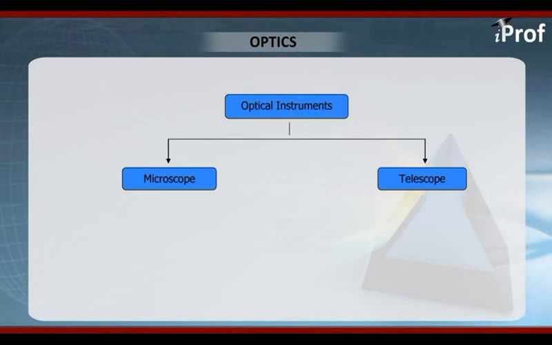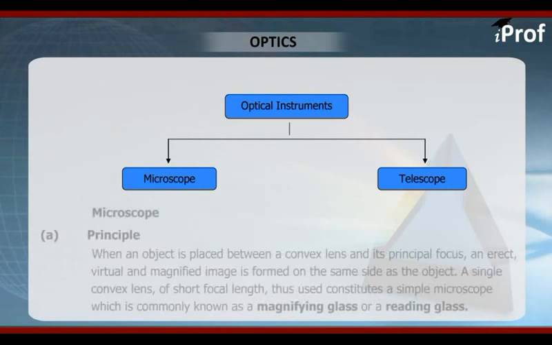And it will be better for IIT JEE also, because there are some problems which involve a mention of these two instruments. So we'll be just going through the basic points of these two optical instruments, that is microscope and telescope. To start with, let's take up first simple microscope.